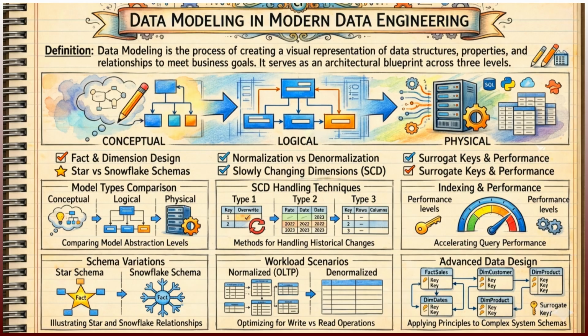And when it comes to organizing analytical data, the shape of your schema dictates your performance. On one hand, we have the star schema, the gold standard for simplicity. With a central fact table surrounded by denormalized dimension tables, it's built for lightning fast joins.